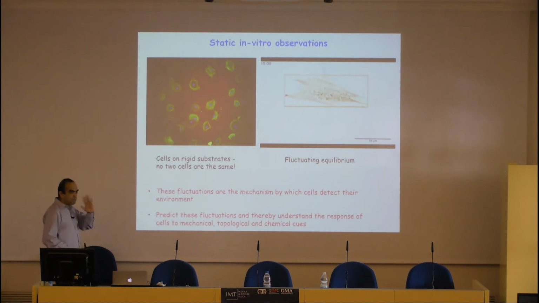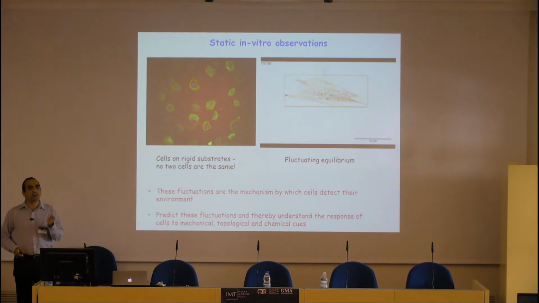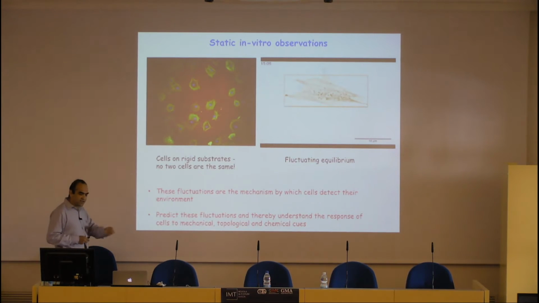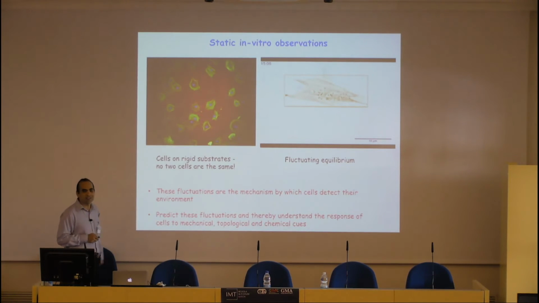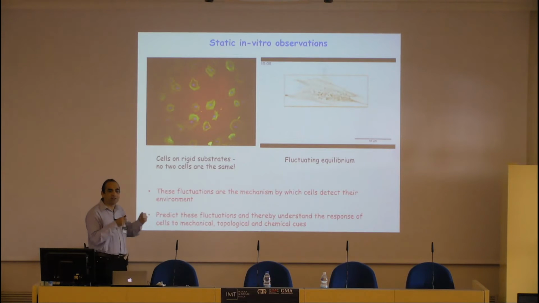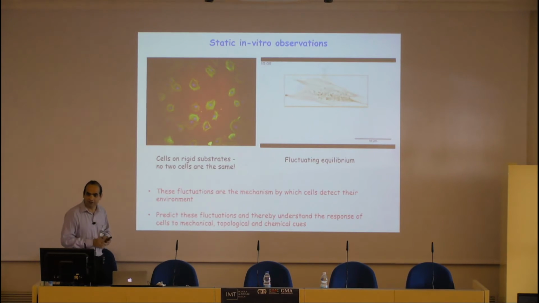So these fluctuations are critical to life, basically. You'll see in the biological literature, people will say, oh, cells detect the environment, they feel around, and they decide to move places. How is it that they actually manage to detect the environment? It's these fluctuations. This is the mechanism by which they start detecting the environment. And so what I feel is critical is to be able to predict and understand these fluctuations, to understand what we would call the response of cells to different kinds of environments, basically.